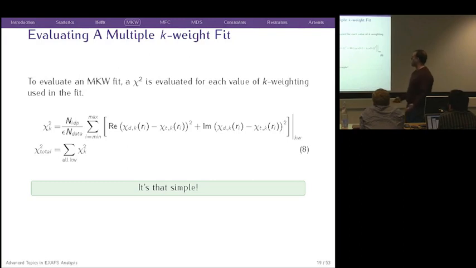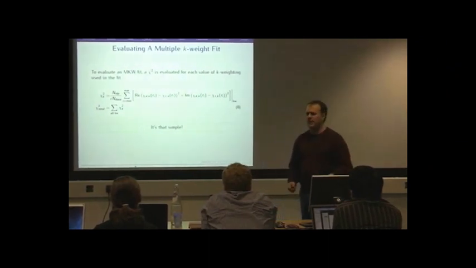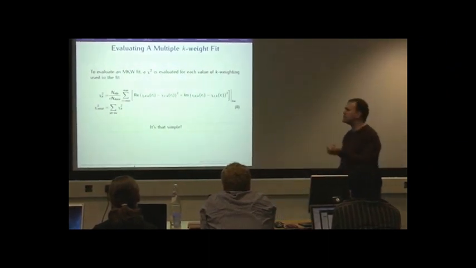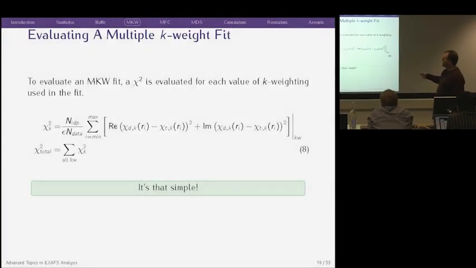And this often is found by people to be a difficult, complicated concept, and it truly couldn't be any simpler. We evaluate chi-squared, and this is the same formula I showed several slides ago. We evaluate this thing using some value of k weighting, and then we evaluate it again using a different value of k weighting, and simply add them all up. And the thing that's minimized is the sum of this term evaluated with different k weights.